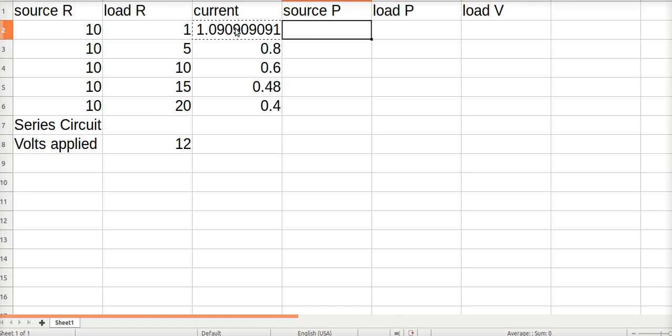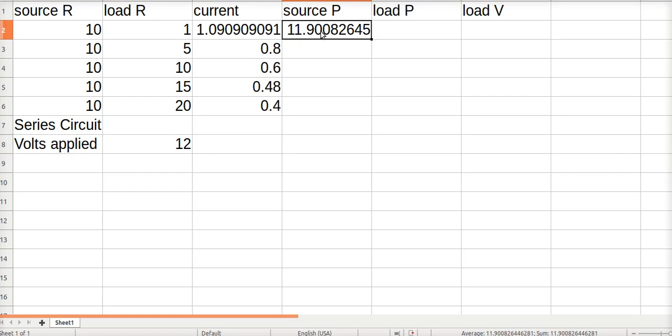So this is C2, so this is going to be equals C2. I need it squared, so I can multiply it by itself, or I can do the up caret squared, times my source resistor, which is A2. And that gives me the power dropped at my source resistor. Okay, I've got that worked out.